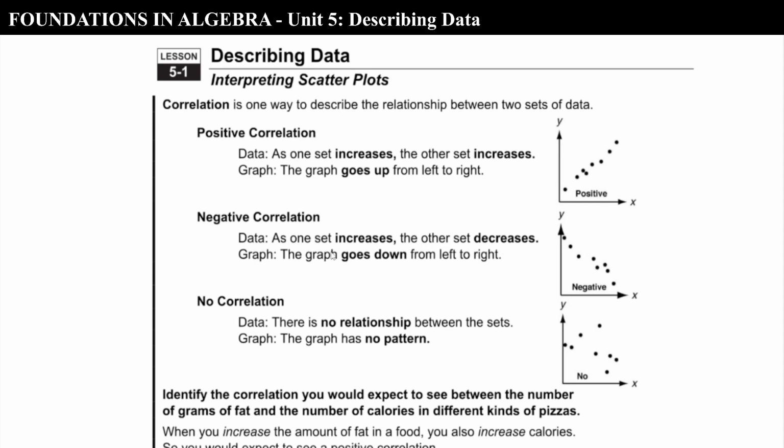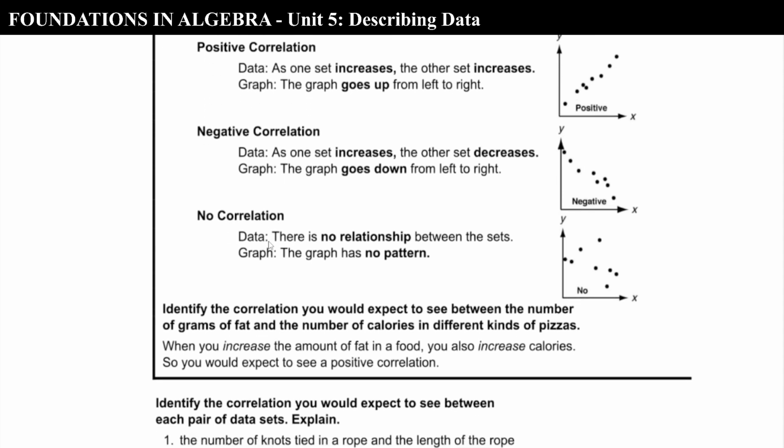Negative correlation, as one set increases, the other set decreases. So the data is going down from left to right. And then you have no correlation, where you really can't tell if it's going up or down. There's just not enough to really tell what's happening with the data. You've got no pattern, so there's no relationship. So that's no correlation.